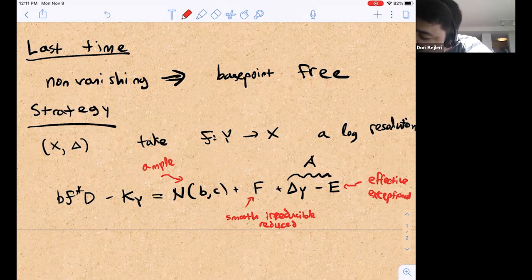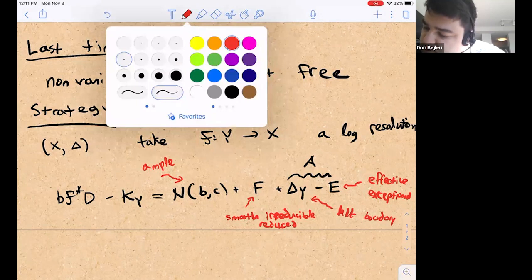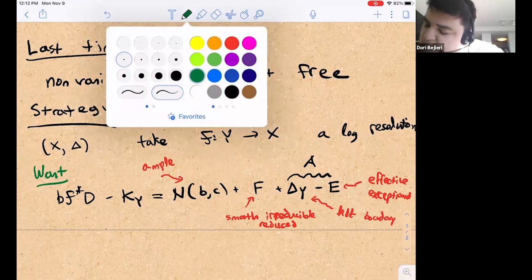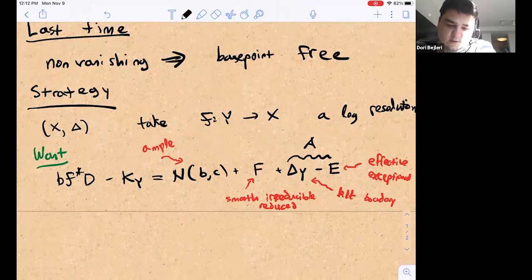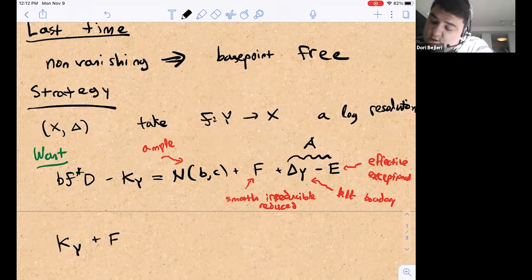And then delta is some KLT boundary that we have floating around that's basically just everything else, so that we can apply our vanishing theorems. Okay, so we want an expression like this. And given such an expression, then we can write down K_Y plus F plus this big N restricted to F is equal to B_F upper star D.